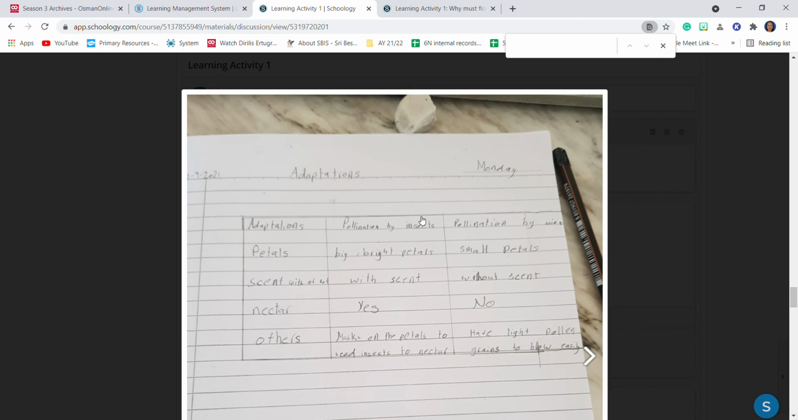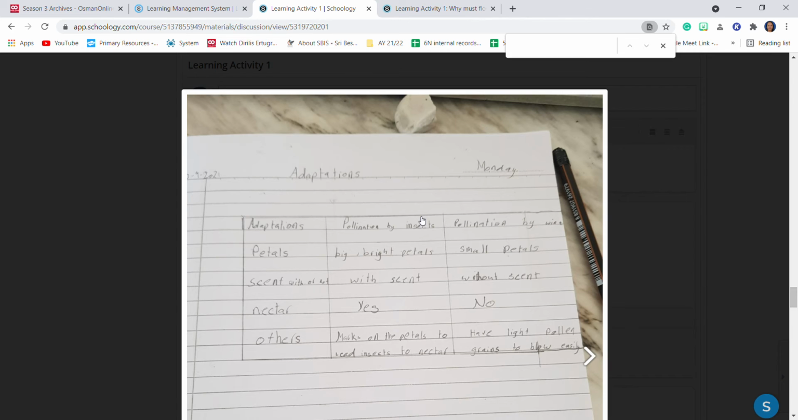Another adaptation is scent, or the smell of the flower. Flowers that are pollinated by insects generally have a good smell or scent, because the scent can attract insects to come and perch or sit on the flower. Whereas those that are pollinated by wind don't need scent, because insects do not come to visit them to collect nectar or pollen. As I said, they are pollinated by wind.